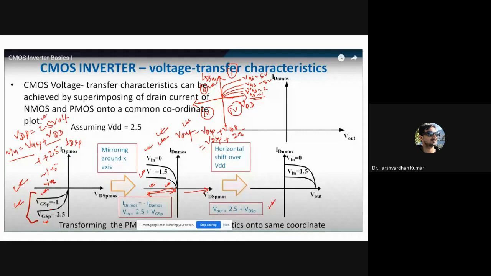So how can we shift? V out is equal to... we know very well the equations for the PMOS from the Gaussian equations. So V out is equal to VDD plus VDSP, right? For VDD we have assumed 2.5. So 2.5 plus VDS. In this way you can shift into the first quadrant.